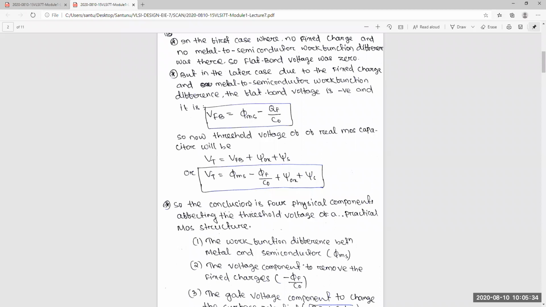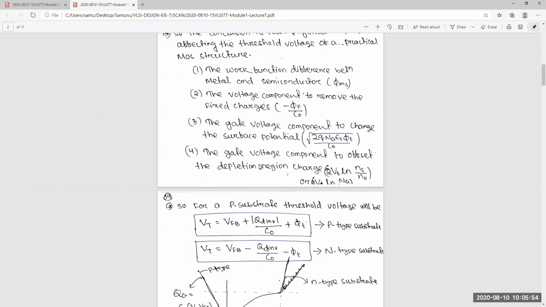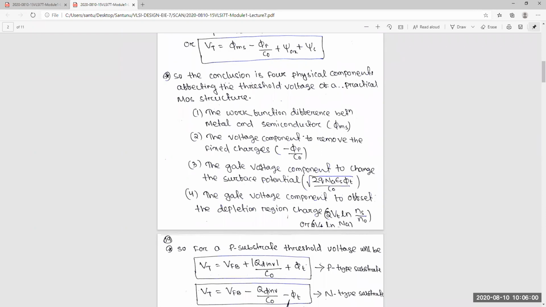Don't get confused. Just remember these things and relate them with your device figure, how these things are coming. Very simple things. You can memorize the formula, that is a different thing, but physically you should understand how these things are coming and how we will calculate this. Next, till now we have calculated all these things for a p-type substrate: the threshold voltage, phi ms, everything. But if the substrate is n-type, what will be the situation?